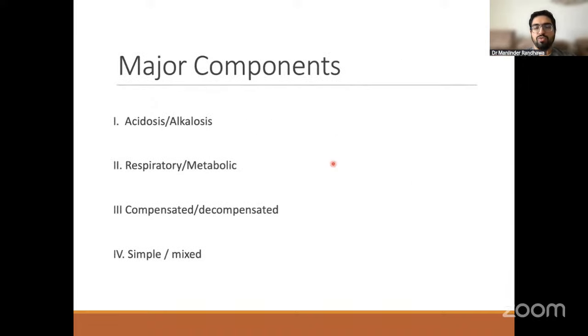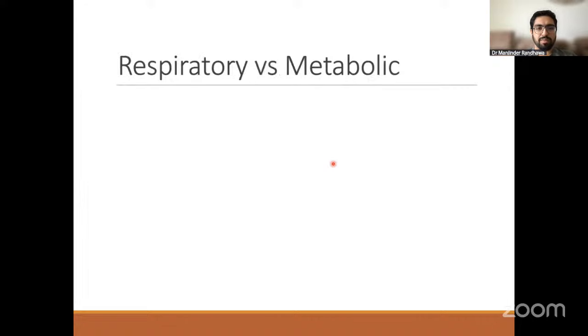So usually what you need to know from your blood gas: one, whether the patient has a normal pH or he has acidosis or alkalosis. Two, what is causing this derangement, whether it's the respiratory system or the metabolic system that is causing the problem. Next, has the body been able to compensate for this derangement? So whether it is compensated or decompensated. And last, whether it is a simple single system problem or it is a mixed problem that is being caused by multiple things going on in the body. So these are the main 4 questions that you need to answer when you look at any blood gas that your resident brings you. So let's go one by one.